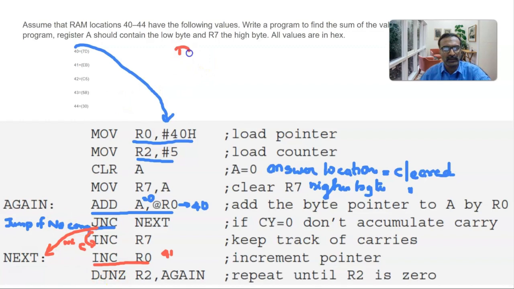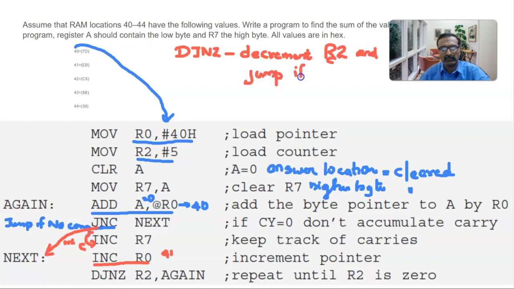That is DJNZ: decrement and jump if non-zero. So decrement what? Decrement R2. You are going to decrement R2. R2 is already having the value 5. So R2 becomes 4. Is it 0? No, it is still non-zero. So it will jump to again.